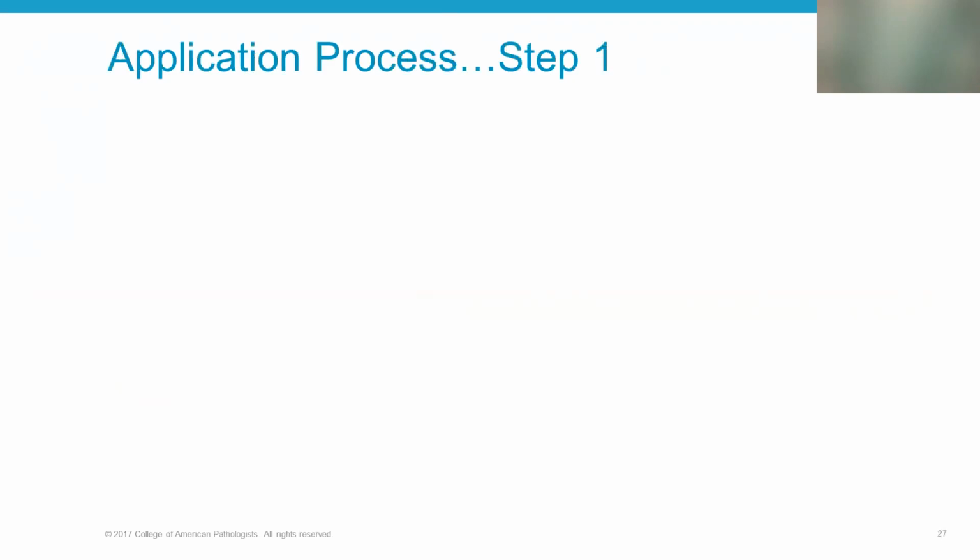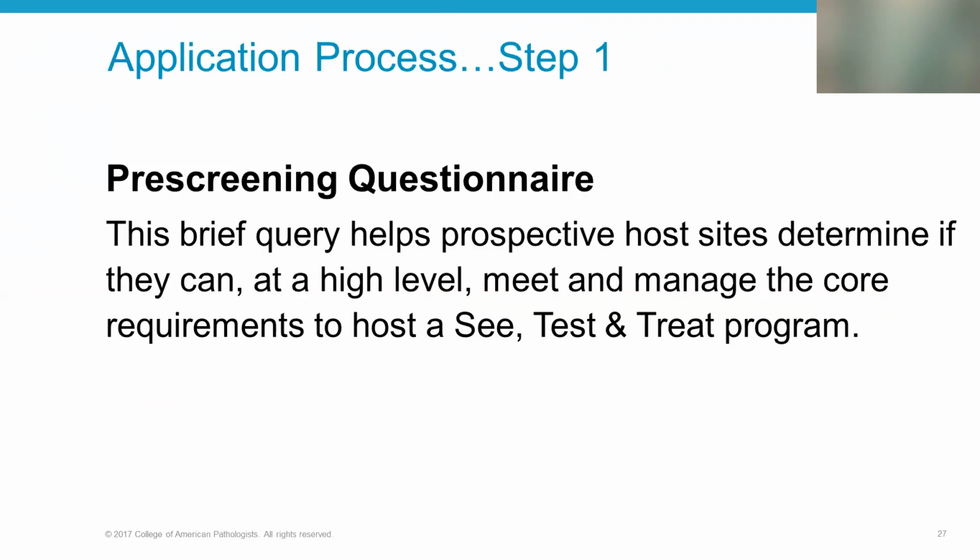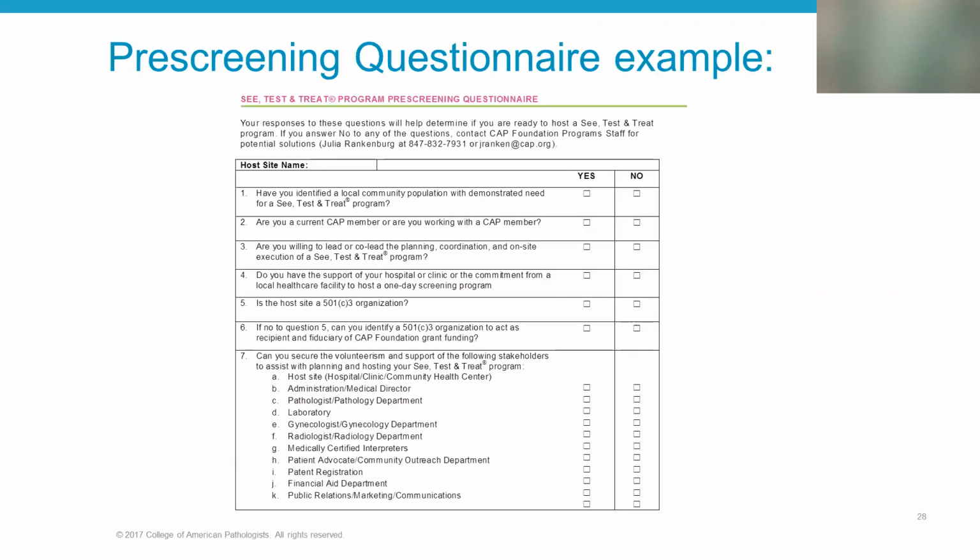The application process begins with the Prescreening Questionnaire. This brief query helps prospective host sites determine if they can, at a high level, meet and manage the core requirements to host a See, Test, and Treat program. Here is an example of the See, Test, and Treat Prescreening Questionnaire.